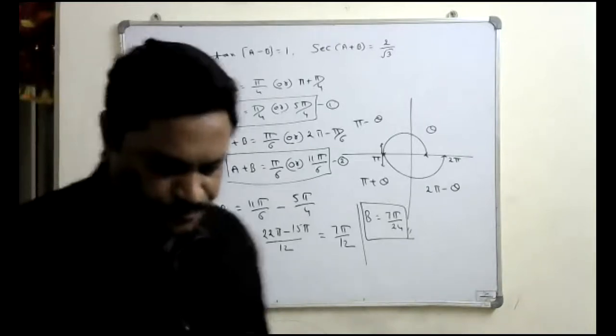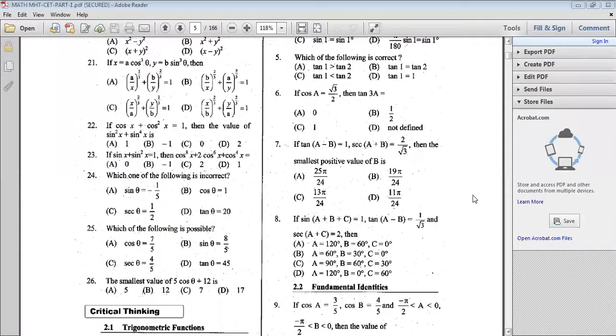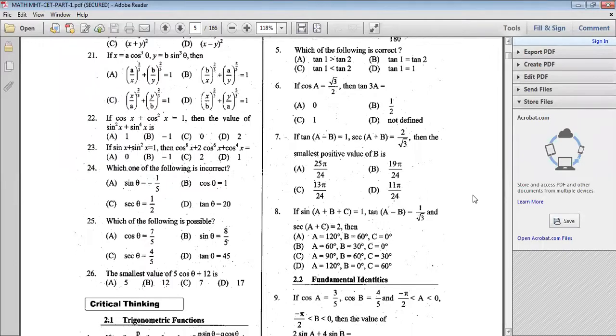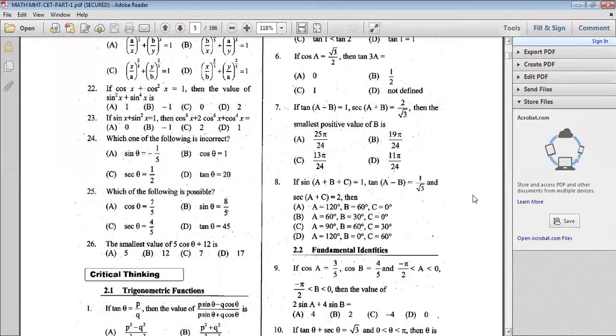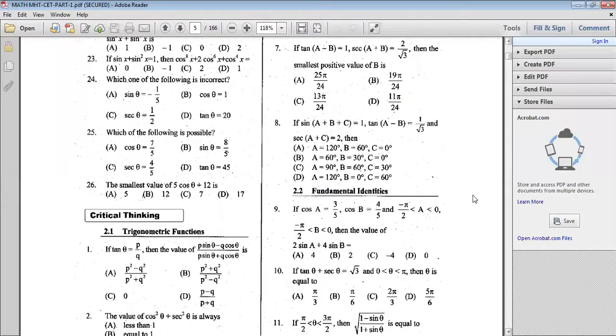Okay. Yes, sir. Next, look at the next problem. Okay, that value is not in the options, but 7 pi by 24 is the least value. That is not given. Okay, let it be. Now look at problem number 8.